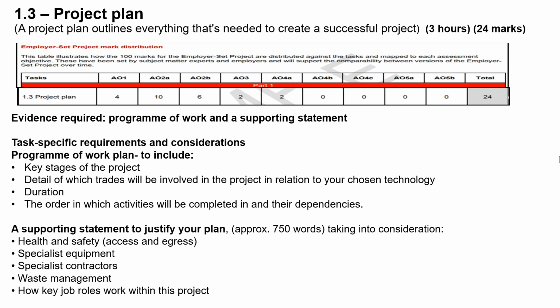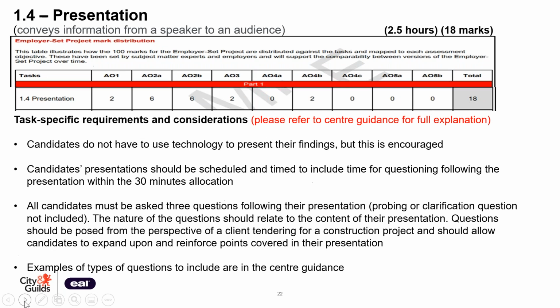We also require a supporting statement for learners to justify their plan, and that is approximately 750 words. And we'd expect them to have taken into consideration any health and safety, access and egress, specialist equipment, specialist contractors, waste management, and how the key job roles work within this project. So we're giving you the outline of what we need as evidence for that.